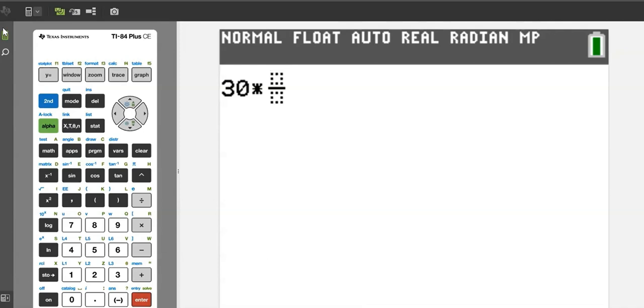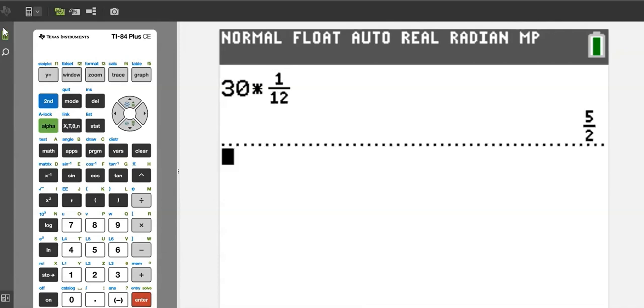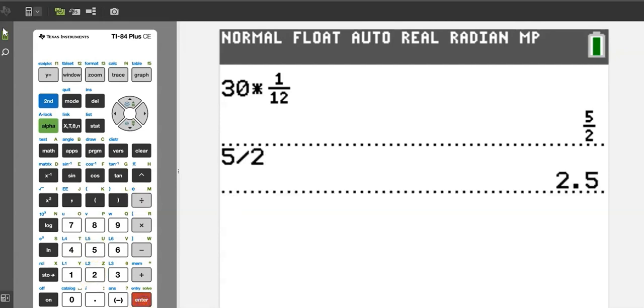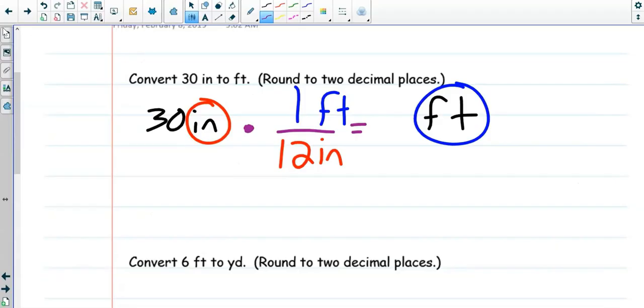5/2. Although we really would like to know what this is as a decimal. Decimals are going to be okay in this one. So what is 5 divided by 2? So it's 2.5 feet. Forgot what the label was. So the answer is 2.5 feet.